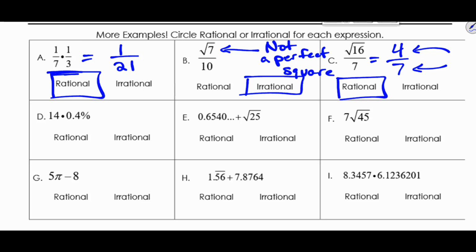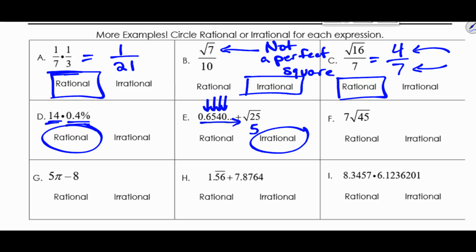I have 14, that's rational. I have a decimal that stops, that's rational. I have a decimal that goes on forever. It's not the same number over and over. That's 6, then 5, then 4, then 0. It's different numbers. I'm going to end up adding 5 to this, but if that doesn't change it, I still have an irrational number, plus 5, it's still irrational.